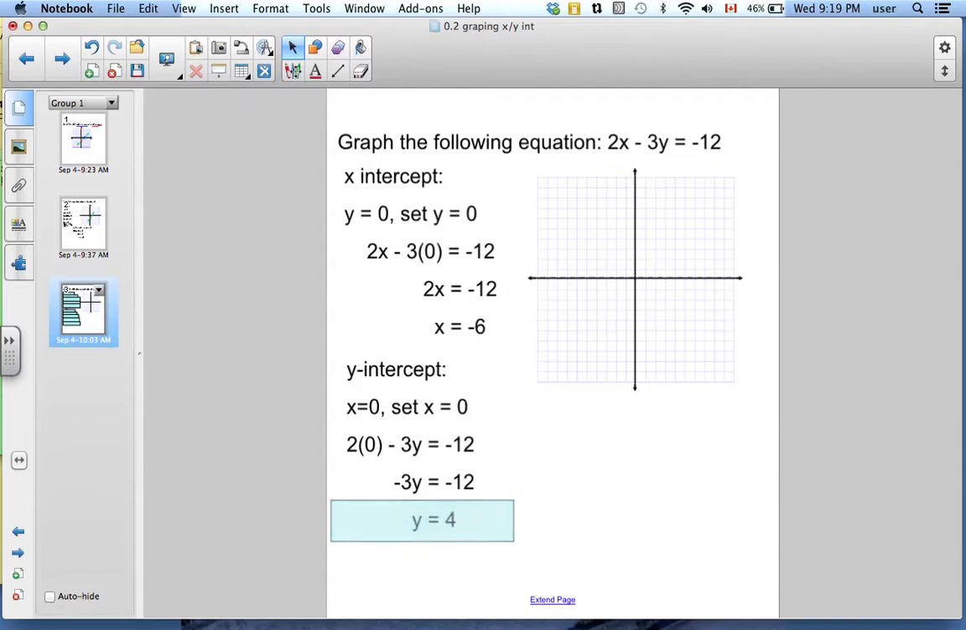So we're going to plot these points. I'm going to plot negative 6. I'm going to go 1, 2, 5, 6. And put a point right there. And then I'm going to plot on my y-axis 4. So I'm going to go up 1, 2, and put a point right there. We're going to connect our points with a line, and then you have successfully graphed the equation 2x minus 3y equals negative 12.